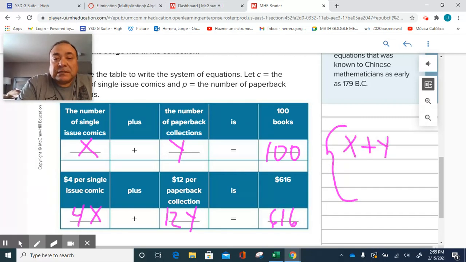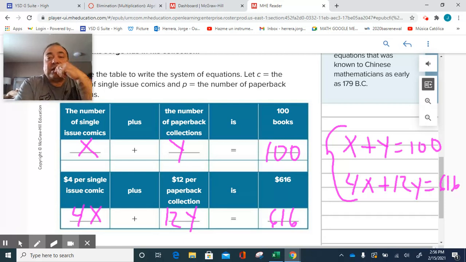So what we have here, guys, is a nice system, two equations in which we got X plus Y, a number of single ones and a number of paper collections. He bought total 100. Then the other equation that we have is $4 for each single one, $12 for the book ones, and he spent $616. That is the problem right there, guys.